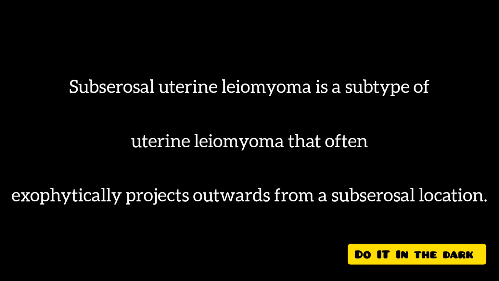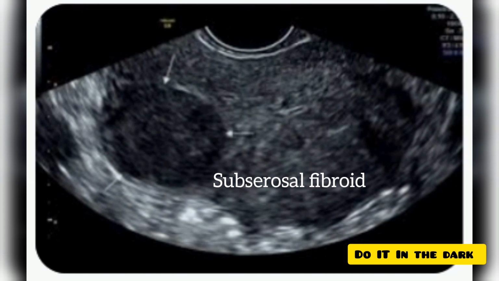Now, subserosal fibroids on ultrasound. Subserosal uterine leiomyoma is a subtype of uterine leiomyoma that often exophytically projects outwards from the subserosal surface or location. If more than 50% of the fibroid protrudes out of the serosal surface of the uterus, so in this ultrasound image you can see the subserosal fibroid, okay, which protrudes out of the serosal surface of the uterus.